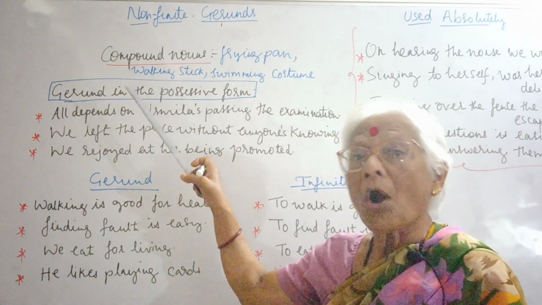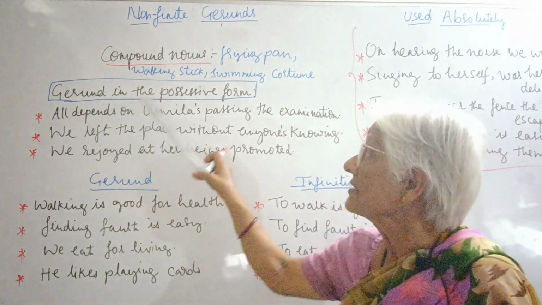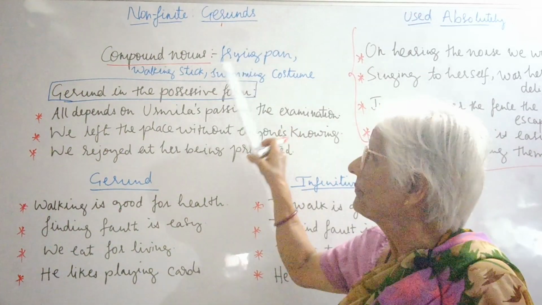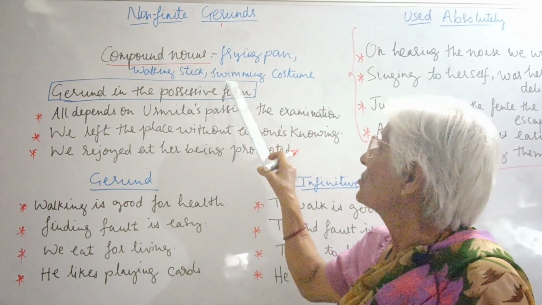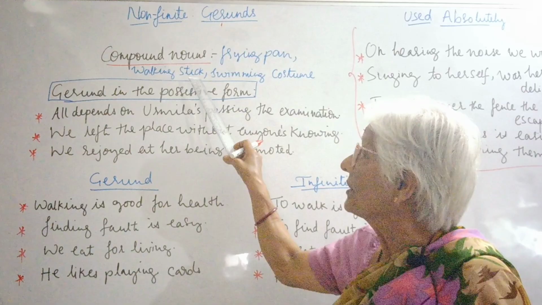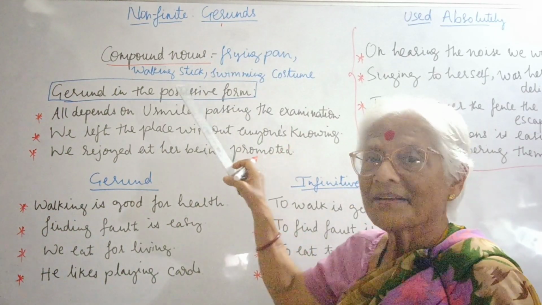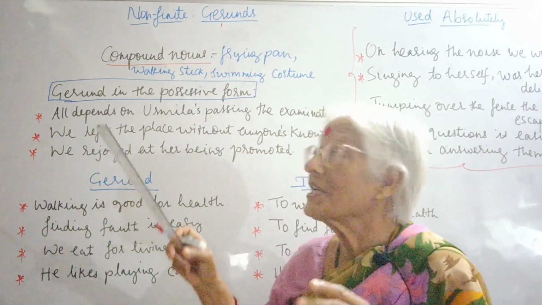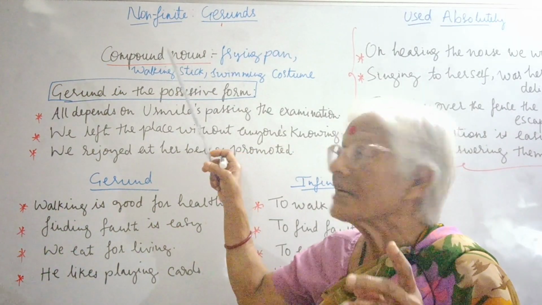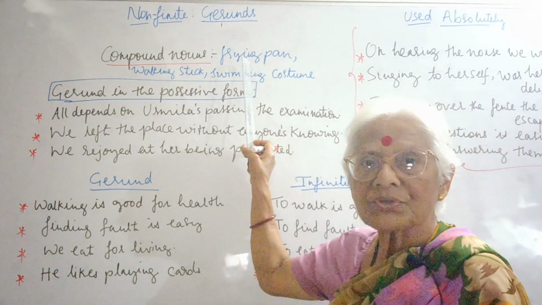Now look at this. We can also form compound nouns by using these gerunds. See, frying pan, walking stick, swimming costume. They come along with the noun. So these are compound nouns. These are gerunds that come along with the nouns.